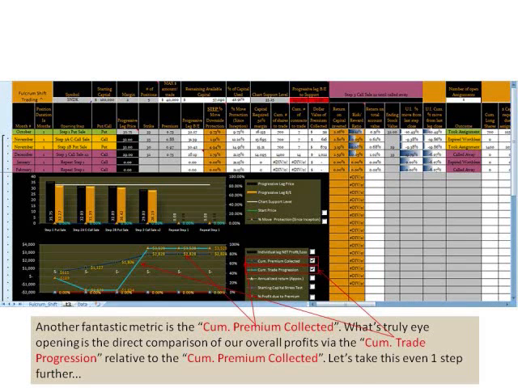Another fantastic metric is the cumulative premium collected. What's truly eye-opening is the direct comparison of our overall profit via the cumulative trade progression relative to the cumulative premium collected. Let's take this even one step further.